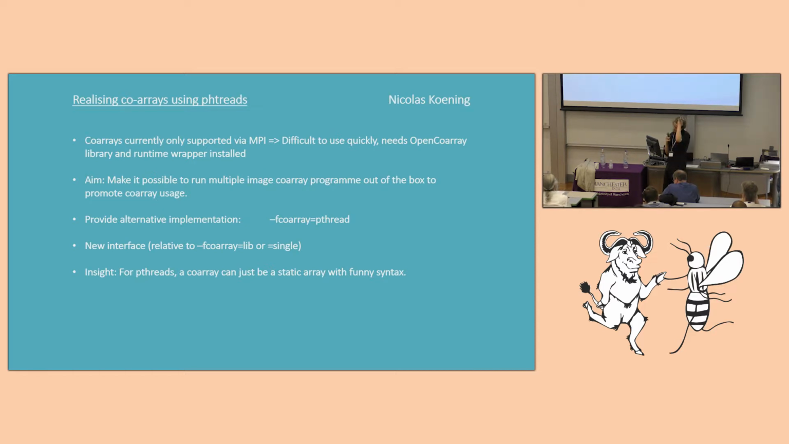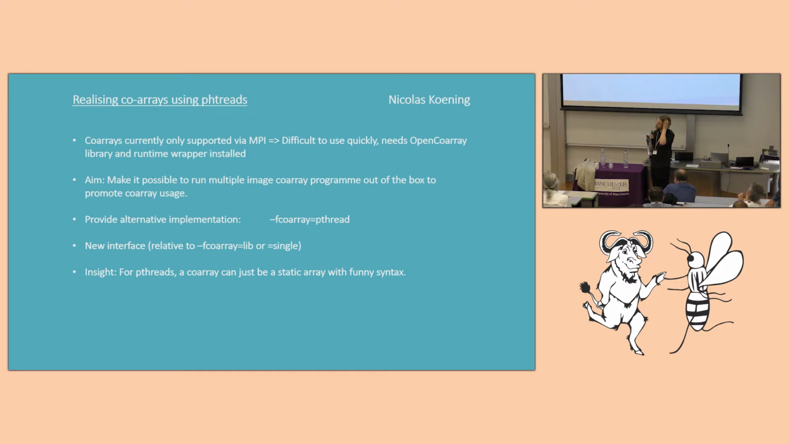So we wanted to make it easier to use co-arrays, so actually people start using them. If I have to set up my API, my MPI first, and then my open co-arrays, and then my whatever, it's difficult, and it takes time and effort and so on. And we wanted for people to make it easier to quickly run co-array programs.